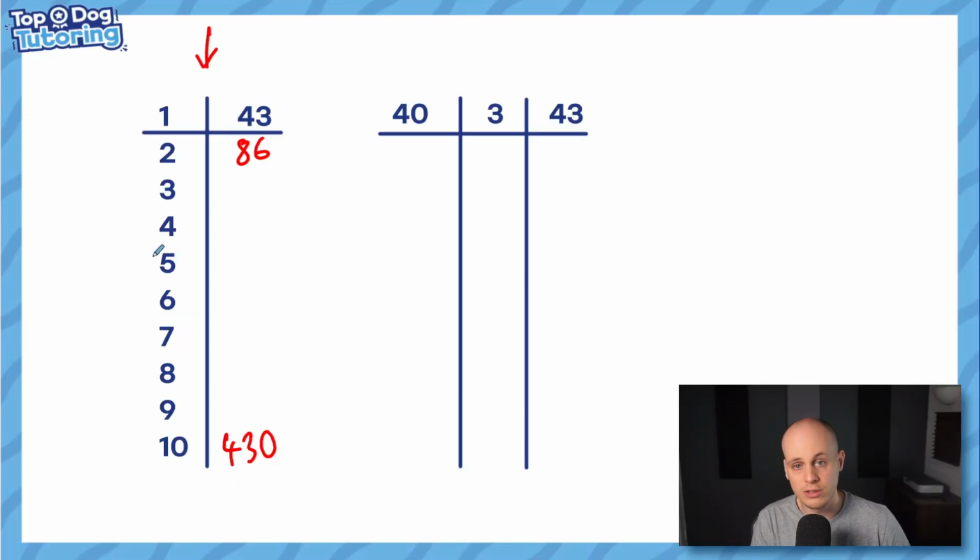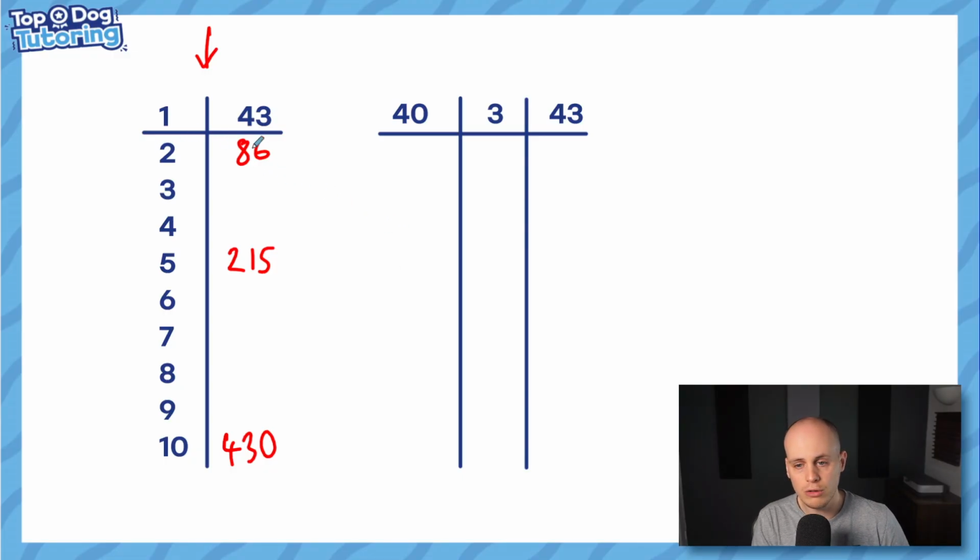And here's the cool thing. I can go from 10 lots to 5 lots by halving it, right? 5 times something is half of 10 times something. So half of 430 I can do really easily in my head because half of 400 is 200 and half of 30 is 15. So you see how we're building up the times tables here, but in a slightly more efficient way.